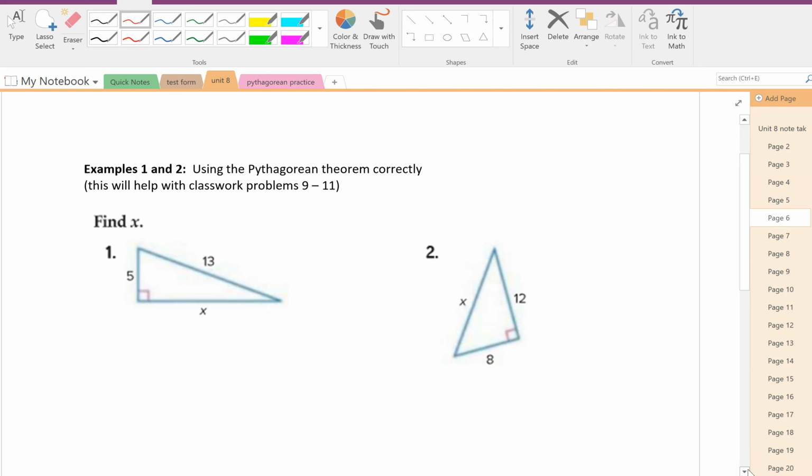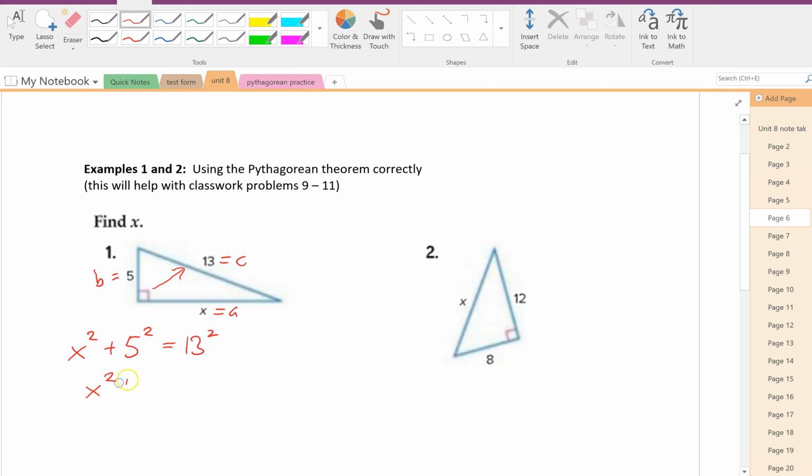First thing I always tell you is you have to figure out which side would be C. It's tempting to always think that the side with a variable is C, but that's not going to be true. C is always the side opposite, the one that doesn't touch the right angle. So in this case, our C is going to be 13, and we can say that X is A and B is 5. So now we just plug in what we know in the order that it is supposed to come in. So X squared plus 5 squared would be equal to 13 squared.